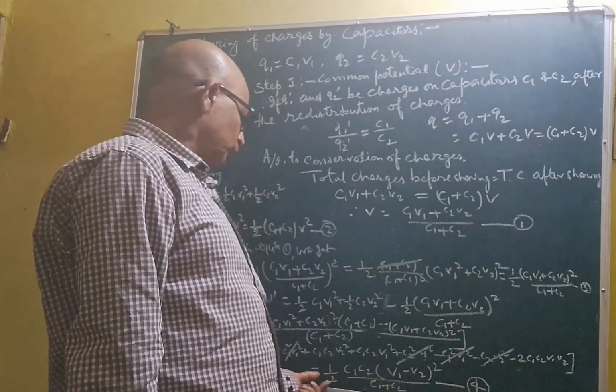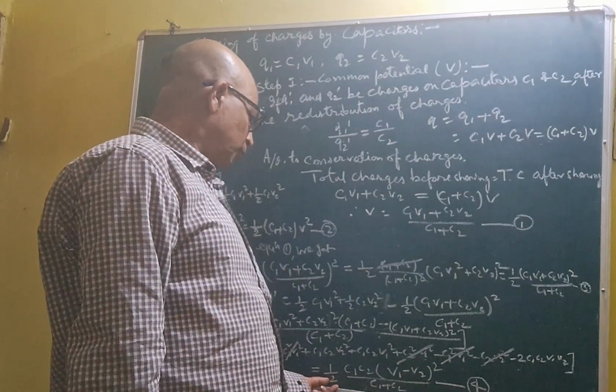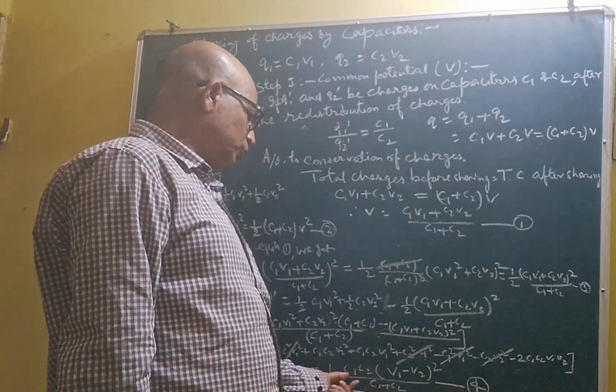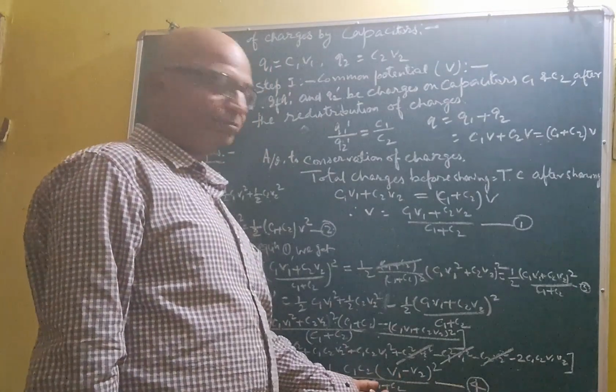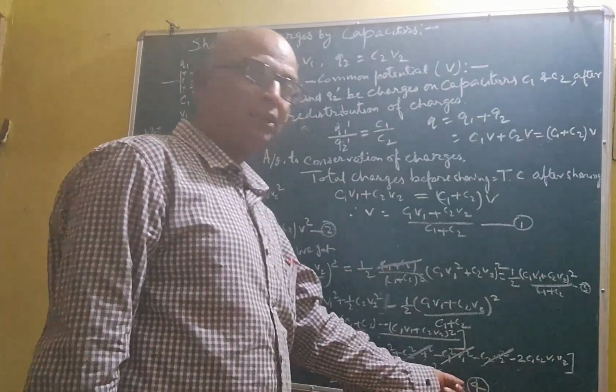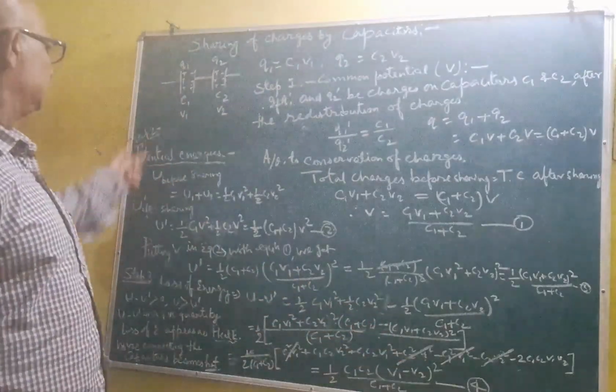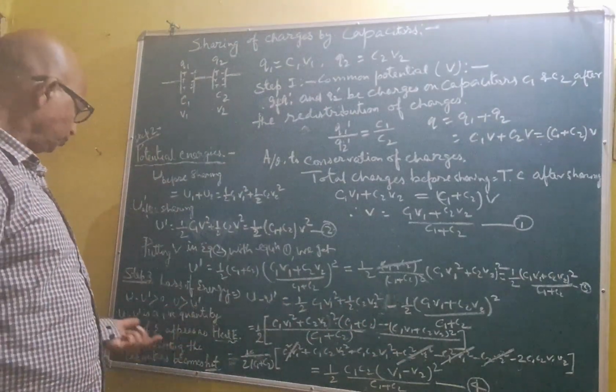So after calculating, the loss of energy is equal to 1 by 2 C1 C2 into V1 minus V2 whole square divided by C1 plus C2. This is equation number 4.